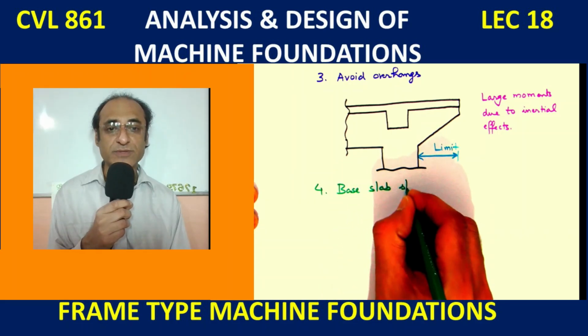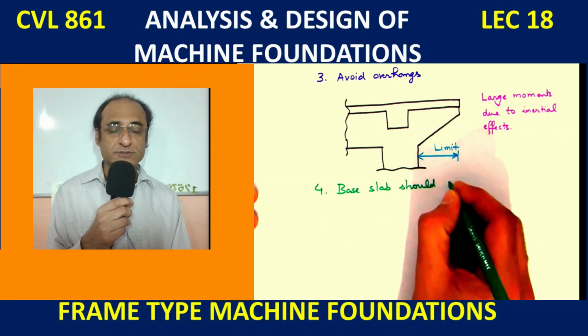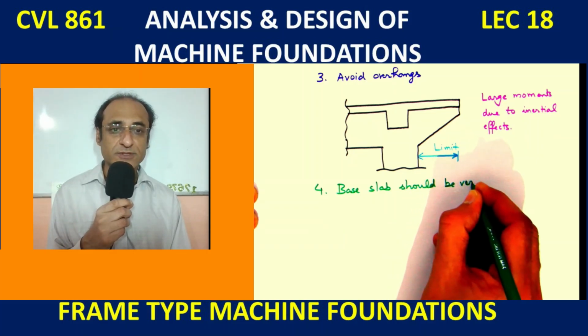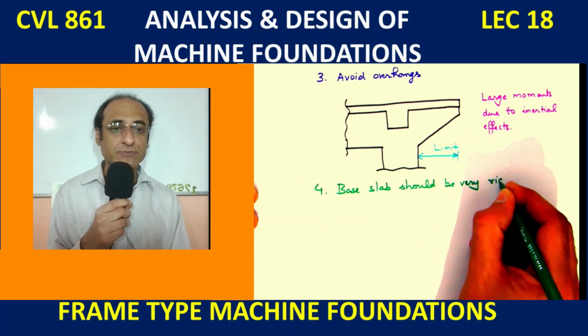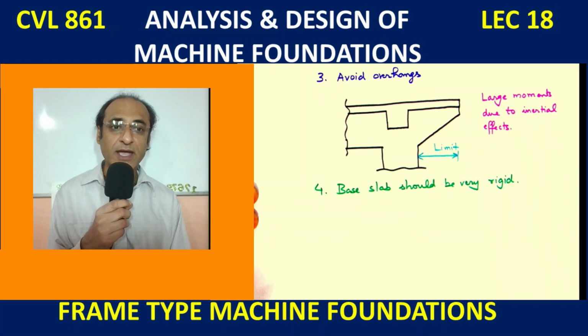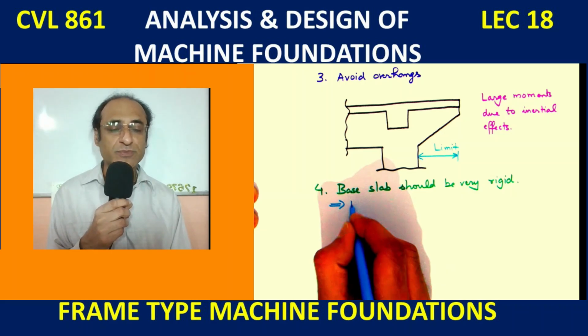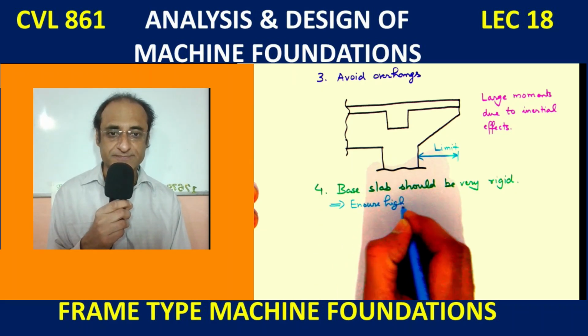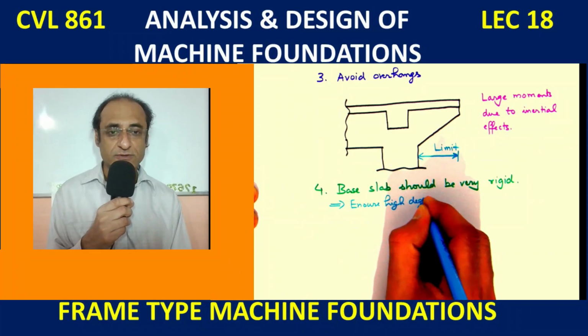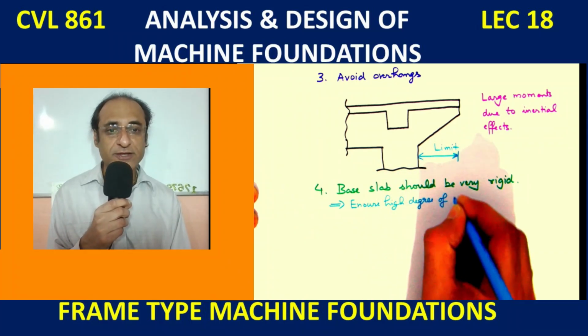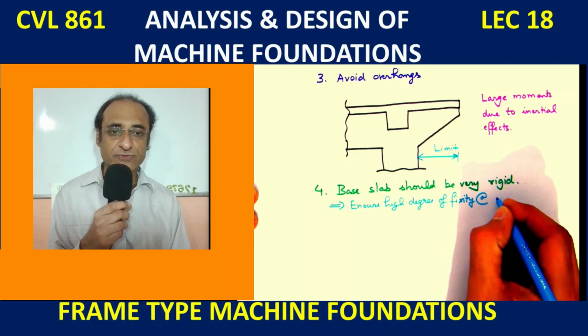Now we are coming to the base slab. We have already emphasized that the base slab should be very rigid, and at the same time it should be very massive, because we want the vibrating mass to be very small compared to the overall mass. So we should ensure a high degree of fixity of the columns with the base.